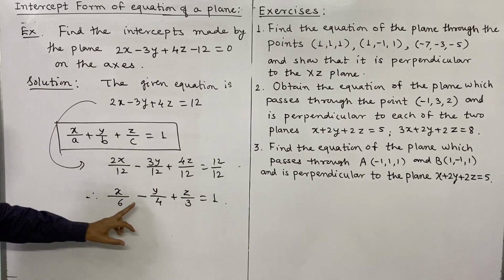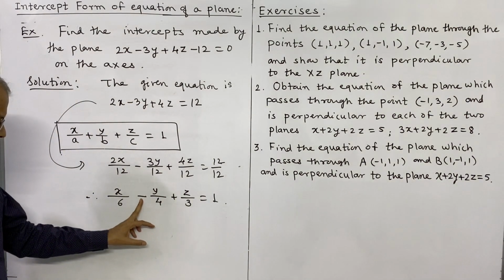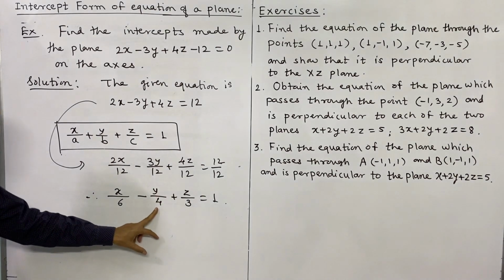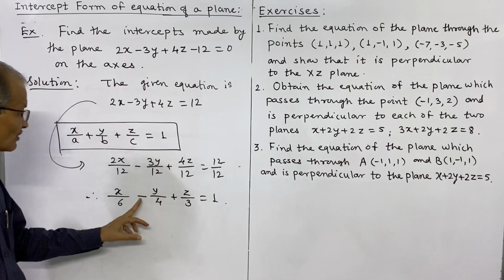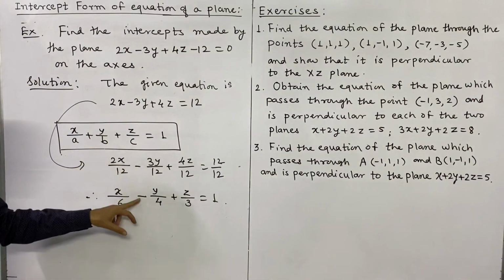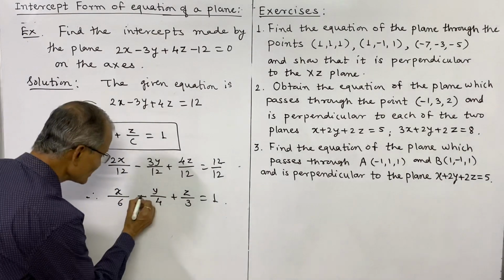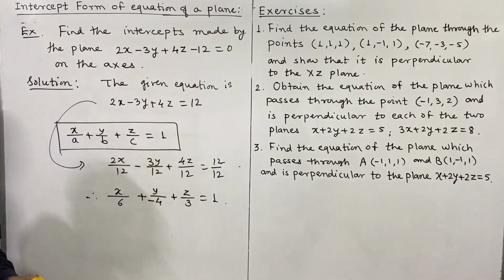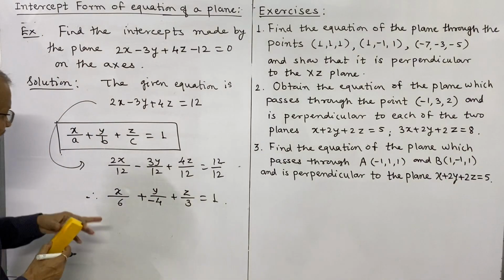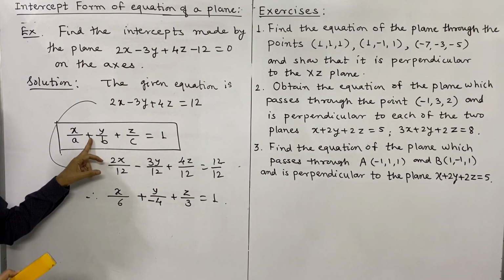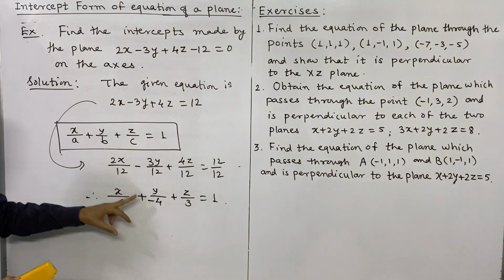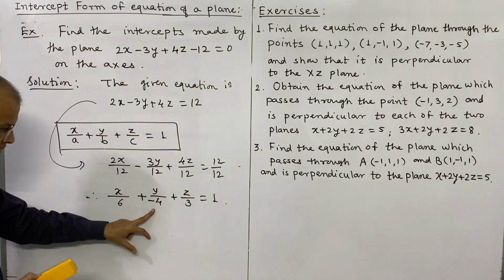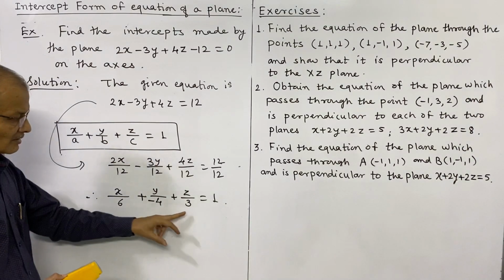And thus what we can see is this negative sign can be given to this denominator. So sign is also important in terms of intercept. So here we must write plus sign, and therefore what I do is write plus and write negative here. So this gives now exactly the intercept form. From this we get the x-intercept is 6, the y-intercept is -4 and the z-intercept is 3.